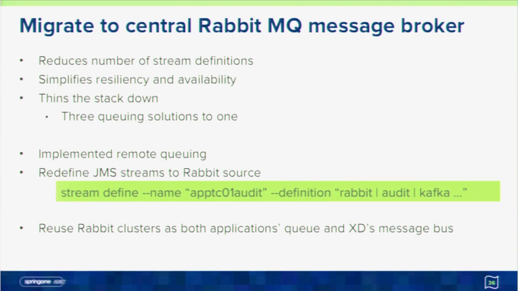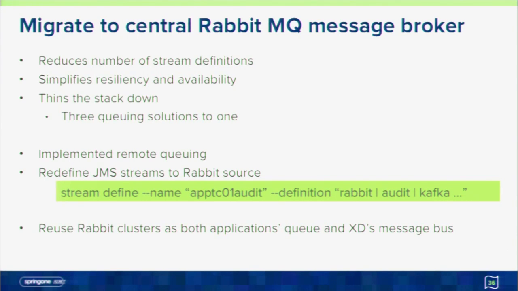All right, so one of the things we wanted to do was migrate to a central Rabbit. So get rid of that local queue, which at the time is, by the way, an ActiveMQ broker, and move to a remote Rabbit, because remote Rabbit supports SSL, secure transport, dead letter queues, and a lot of other really nice features. So we wanted to reduce the number of streams we had to define, simplify resiliency and availability, and thin the stack down, so that our target for this normal data flow would be Rabbit through whatever custom processors to Kafka via that S-tunnel, at least until Kafka supports secure transport.